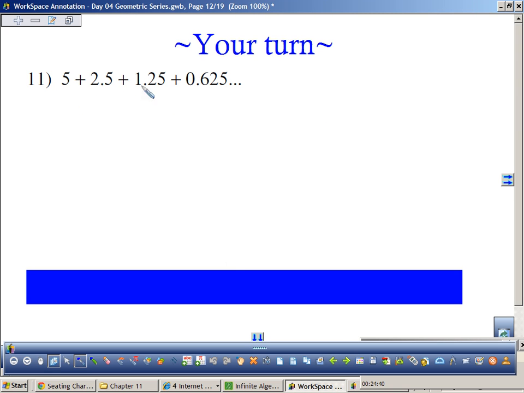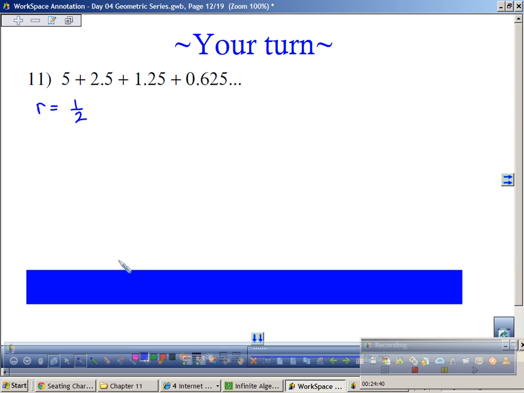All right. Number 11. What's r for number 11? 1/2 or 0.5? Okay, is this number getting smaller or getting larger? Smaller, so I can add this. So S equals a sub 1 over 1 minus r. Do that one.